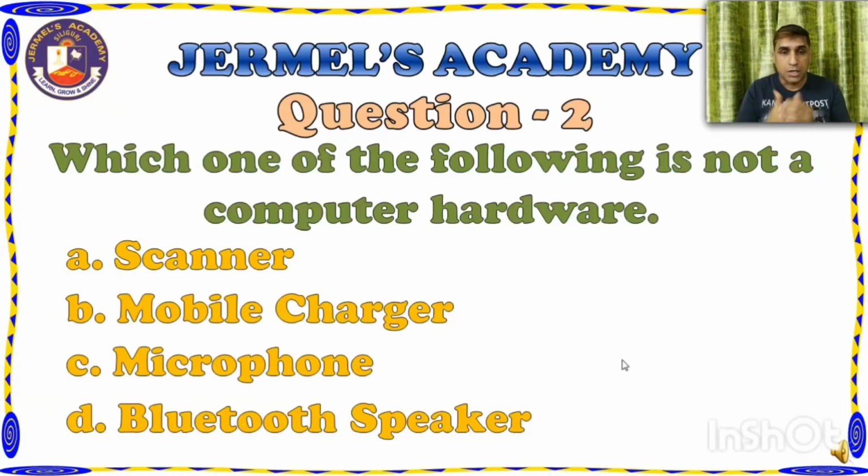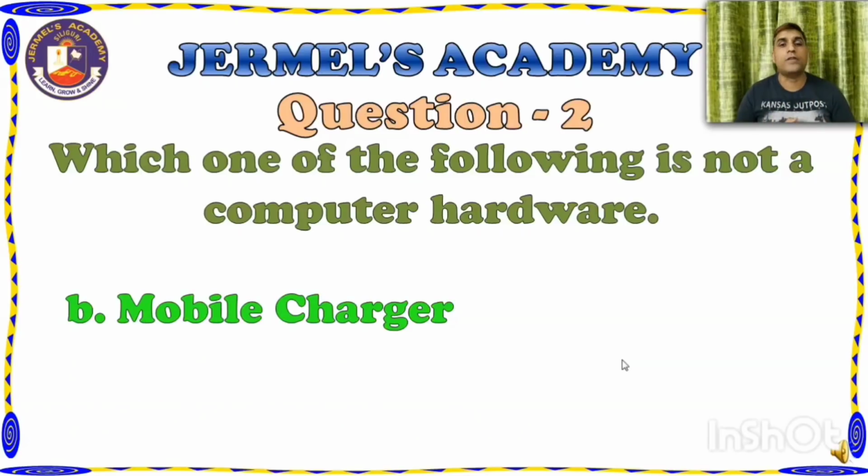Now, if you look at the four options on your screen, the scanner, the mobile phone charger, the microphone, and the Bluetooth speaker, if we think very clearly, only one of them is not directly connected to information going into or coming out of the computer, or the processing of the information for that matter. And the right answer, which most of you got right, is the mobile phone charger.